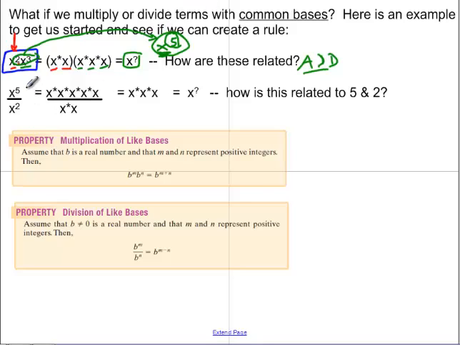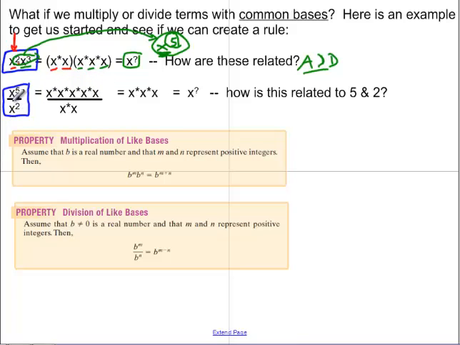So here's our question: what does x to the 5th power divided by x squared become? Well, if we write it out longhand, the long way around, x to the 5th power: x is our base, 5 is our power, our exponent. So x to the 5th power means we multiply x times x times x times x times x. There are 5 of them up here.